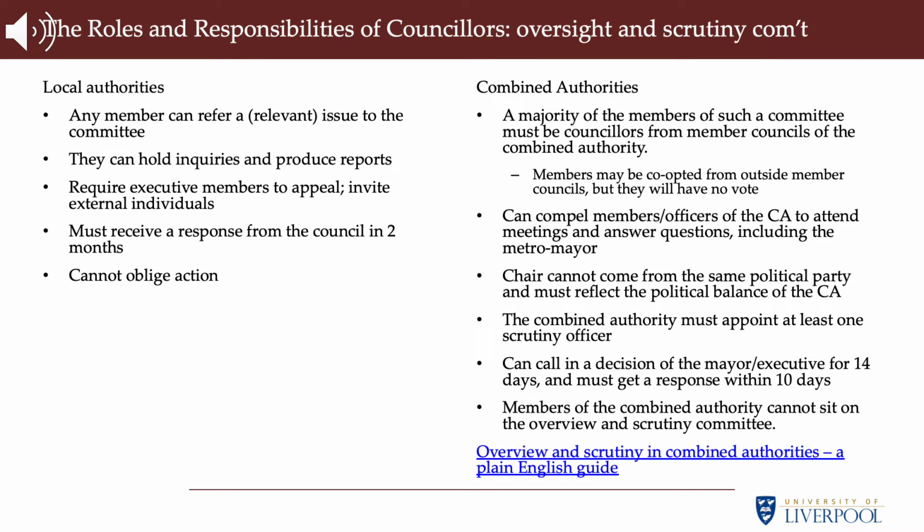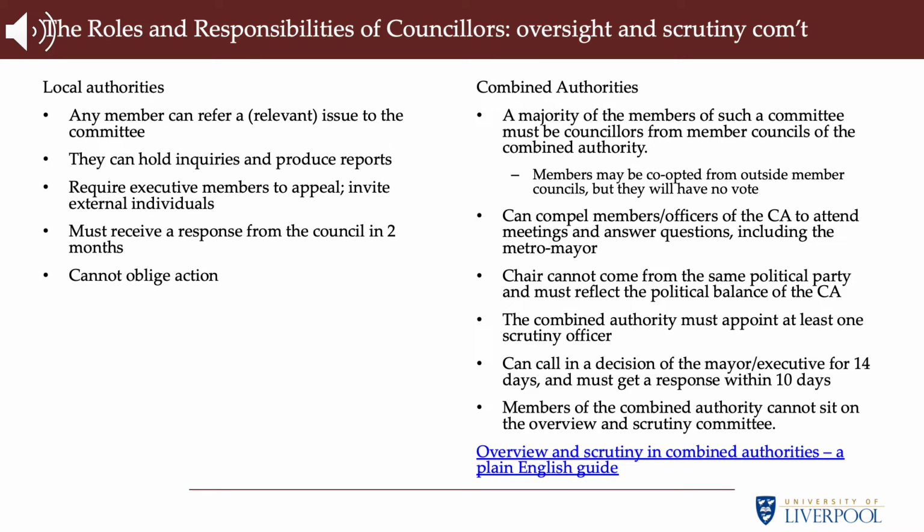The committee will have the power to compel members and officers of the combined authority to attend meetings and answer questions, including the elected mayor, if there is one. The committee's chair cannot come from the same political party as the mayor, or as the largest party on the combined authority if the mayor is independent. The committee must reflect the political balance of the combined authority's member authorities as far as possible. The combined authority must appoint one scrutiny officer.